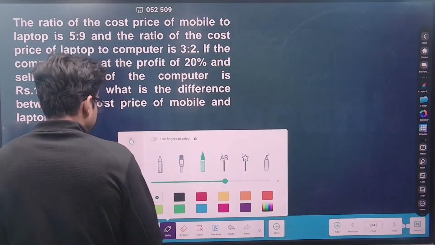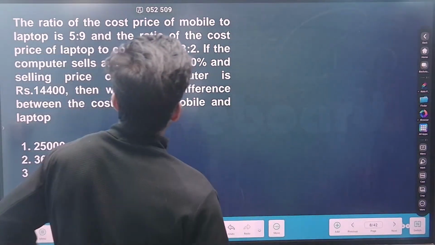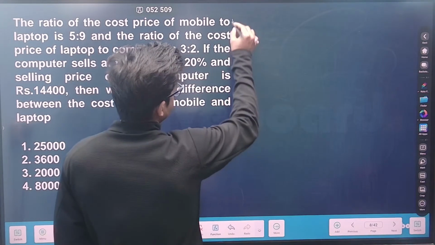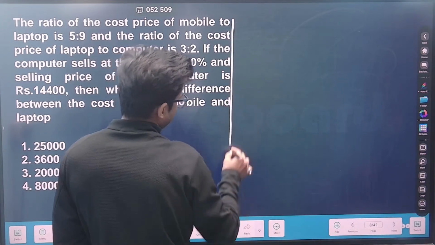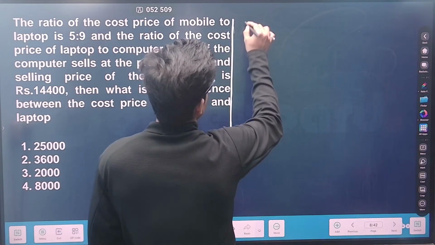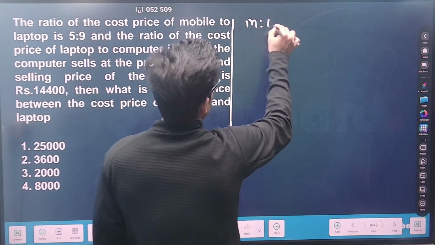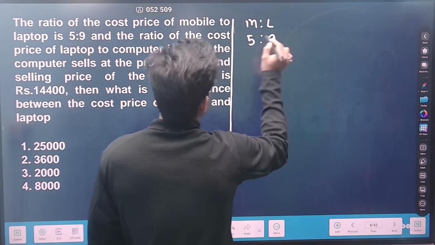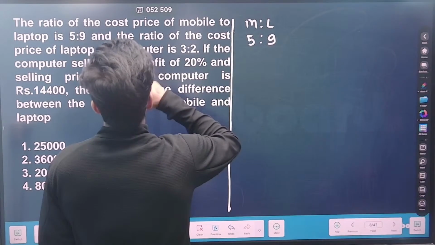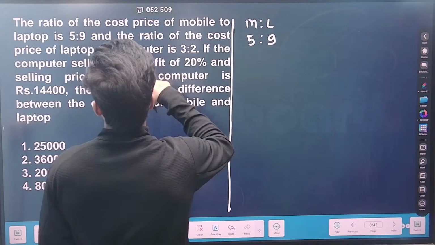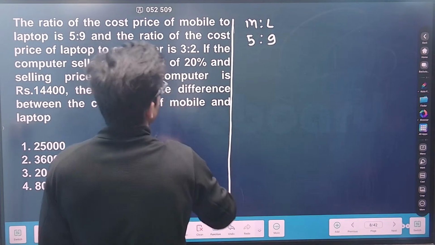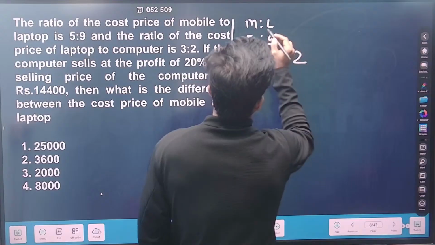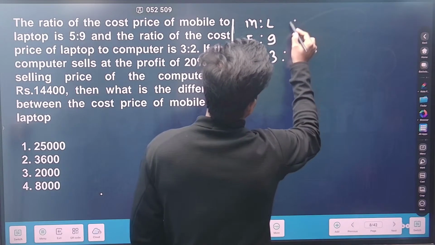So the ratio of the cost price of mobile to the laptop is 5:9. So I would write here, mobile to laptop is basically 5:9. Correct, fine. And the ratio of cost price of laptop to computer is 3:2. So this is mobile to laptop and laptop to computer.